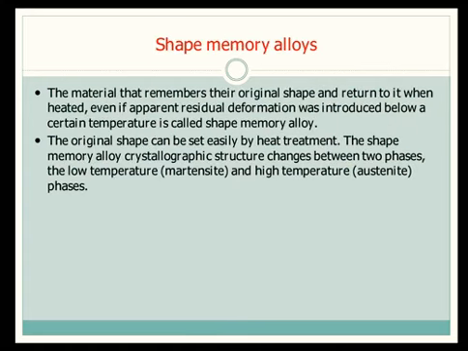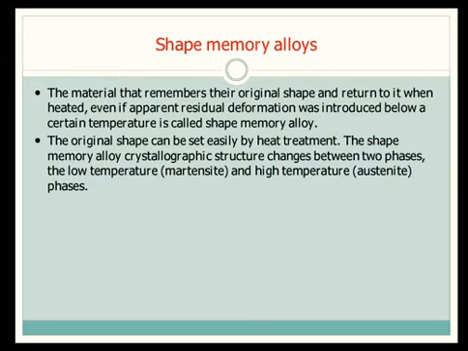Next is shape memory alloys. As the name itself says, these are alloys which remember their original shape. Those materials are known as shape memory alloys. These are used in mechanical and electric systems. Due to any external circumstances, these materials are applied and they get deformed. After removing the forces, they come back to their original shape.